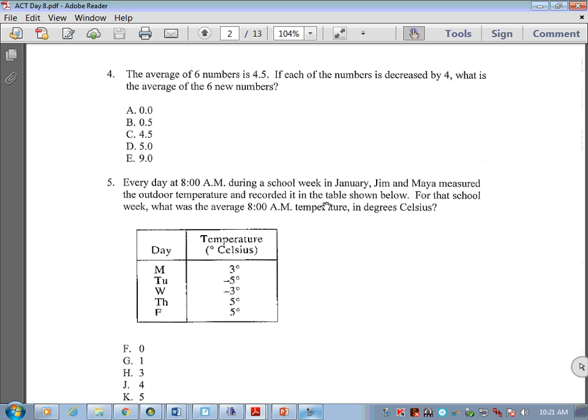Didn't exactly understand it. That's fine. The average of 6 numbers is 4.5. If each of the numbers is increased by 4, what is the average of the 6 new numbers? The easiest way to do this, rather than say picking 6 random numbers and hoping that the average is going to come out to 4.5, is to assume what? What's the easiest way to get 4.5 as an average?